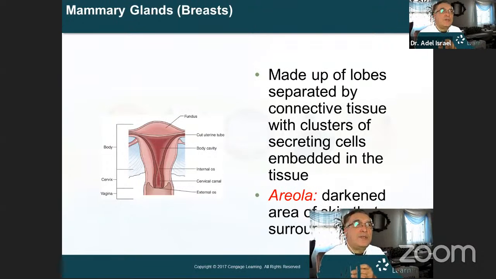Another part, of course, this slide is very important, but the picture is not corresponding to this. So we are talking about the breast as a part of the reproductive system. We have to be familiar with the areola. The areola is a darkened skin area. It is pinkish in most cases.